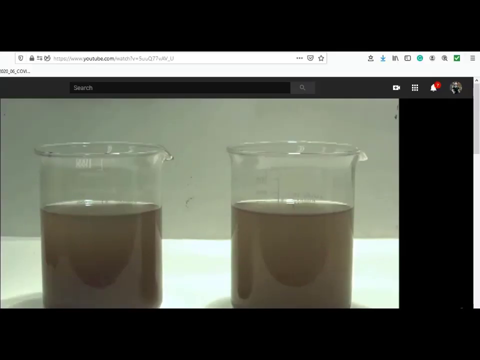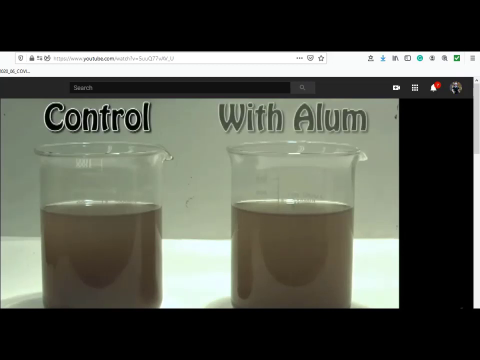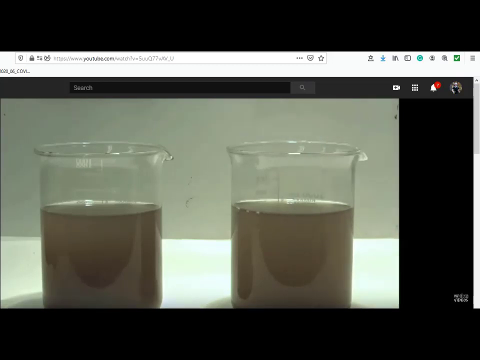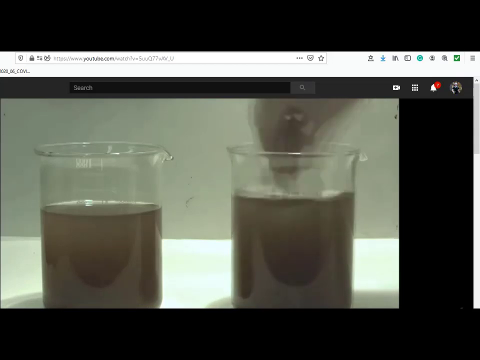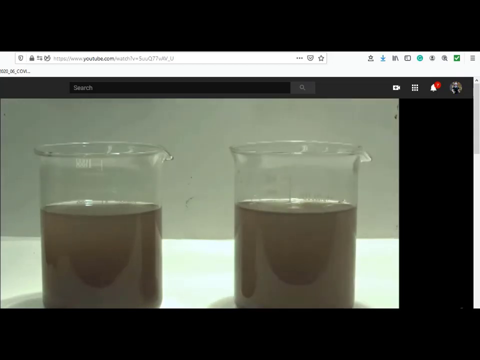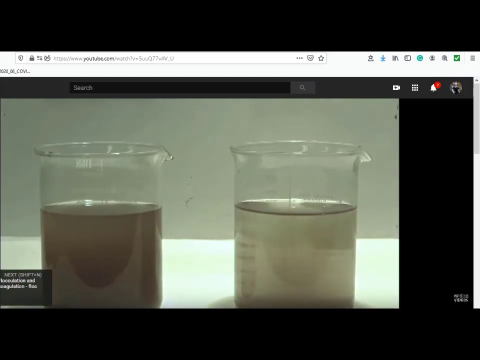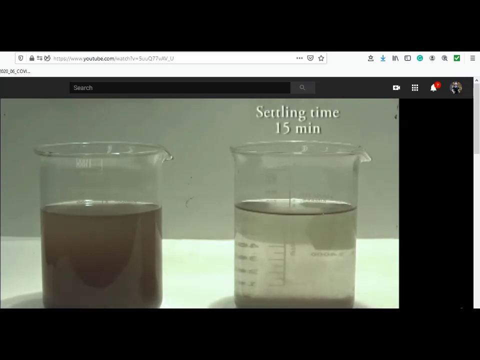Here are 2 beakers filled with the same amount of muddy Charles River water. On the left is our control, which will remain untouched, and on the right, we'll add 3 milliliters of prepared flocculant solution. Then we'll stir for 2 minutes and wait. Wow! What just happened?